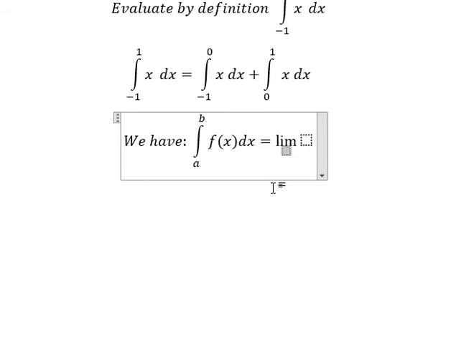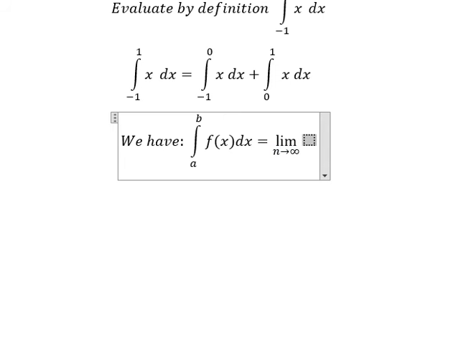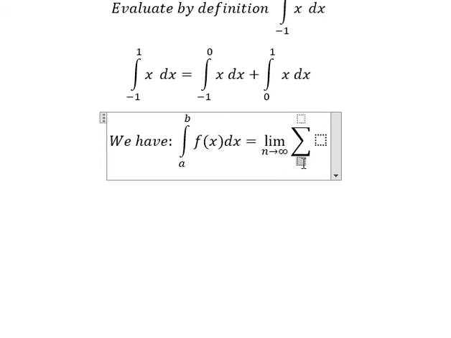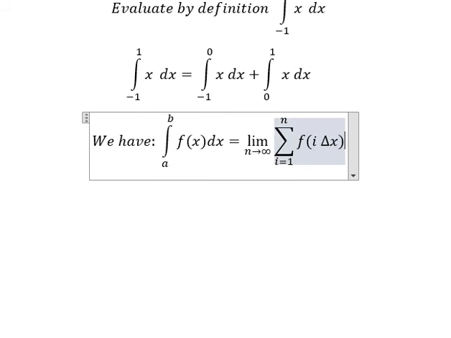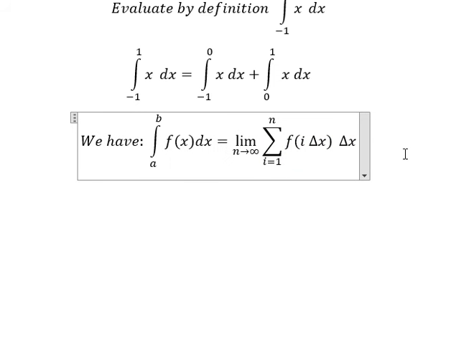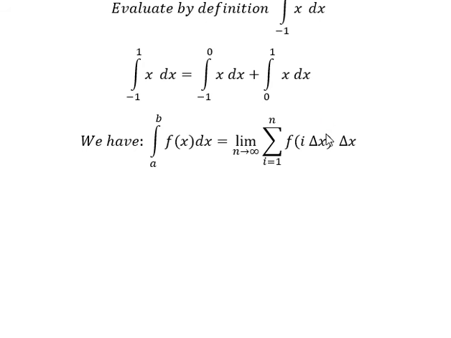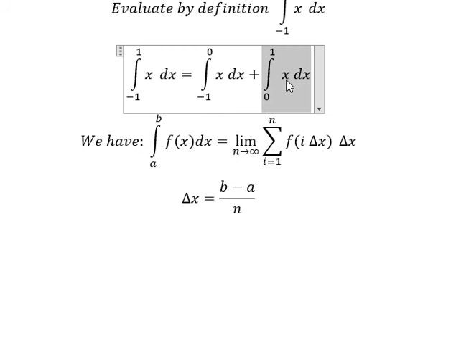We have the limit as n approaches positive infinity, and we have the summation from i equals 1 to n of f of x_i times delta x. So delta x is (b minus a) over n. So now I will apply the formula for this one.